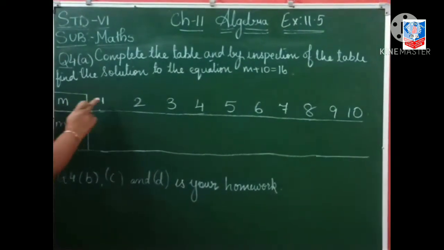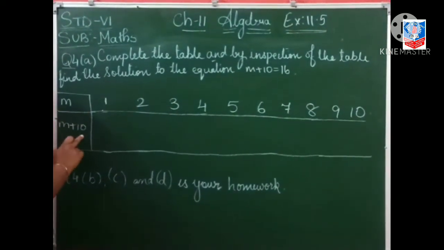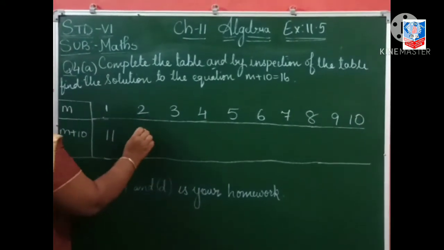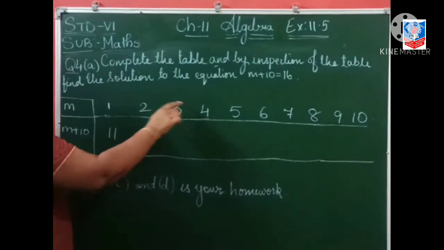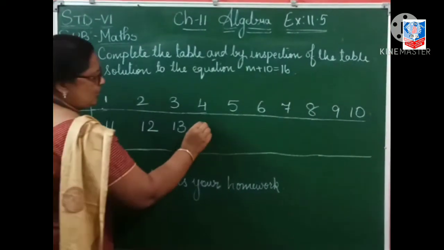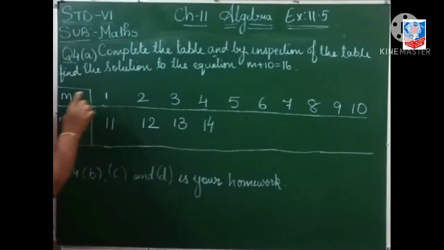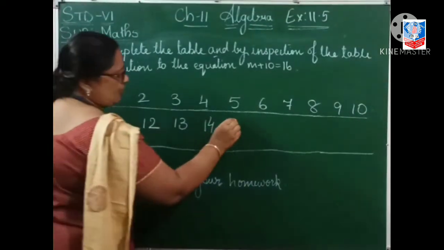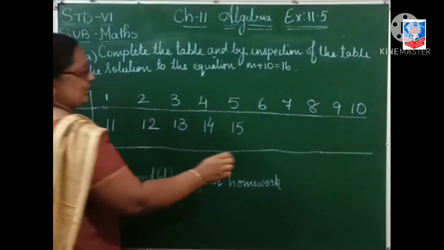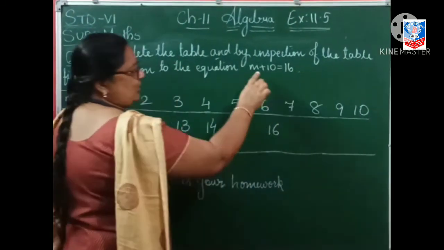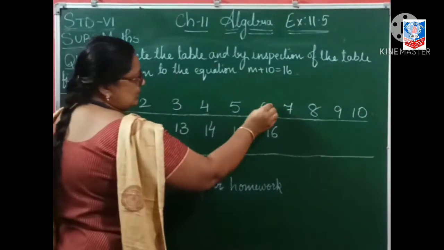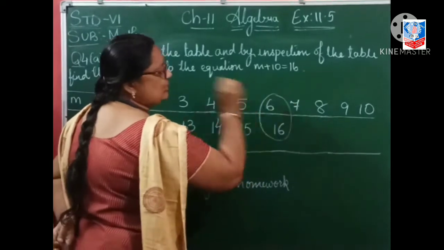So first, if the value of m is 1, then 1 plus 10 is 11. If it is 2, then 2 plus 10 is 12. If it is 3, then 3 plus 10 is 13. If it is 4, then it is 14. If value is 5, then it is 5 plus 10, 15. If it is 6, then 6 plus 10 is 16. Now see, our right hand side is 16. So the value of m is 6. Understood? This is our answer.